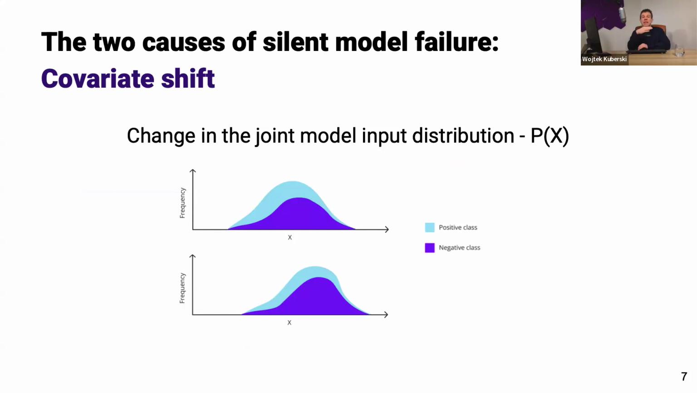And it might be that even on every specific dimension, you will see that the distribution does not change, but for example, the correlation between different features changes.